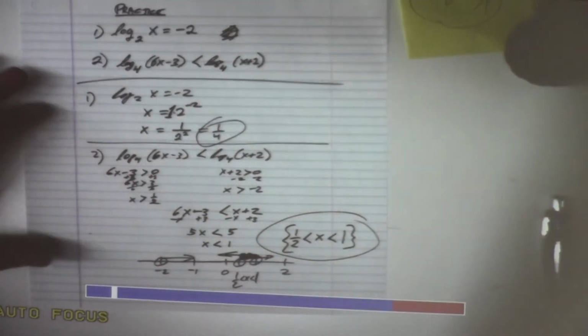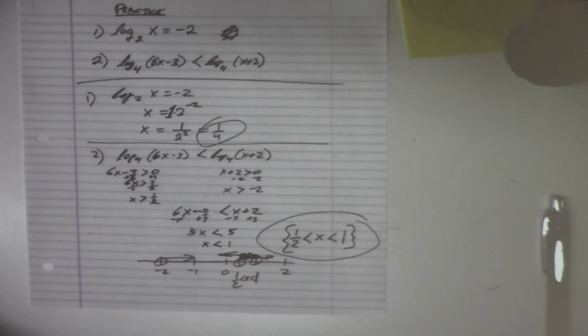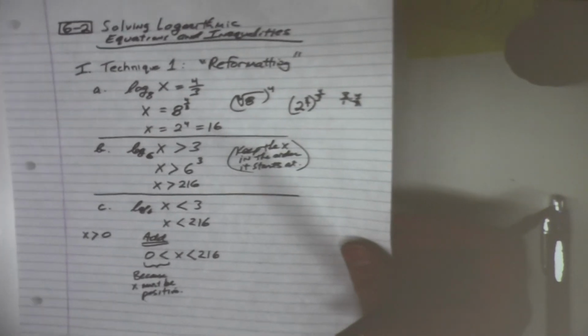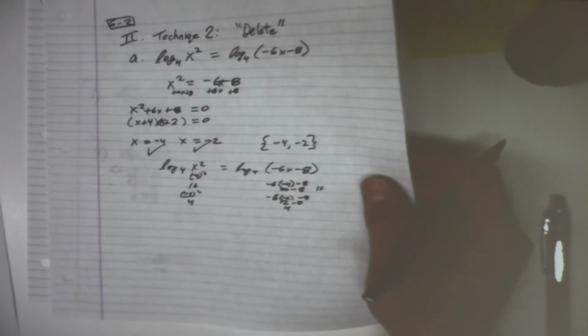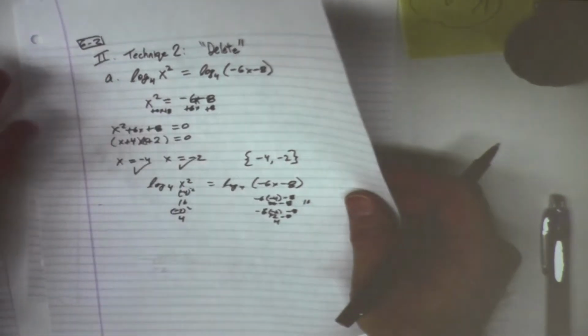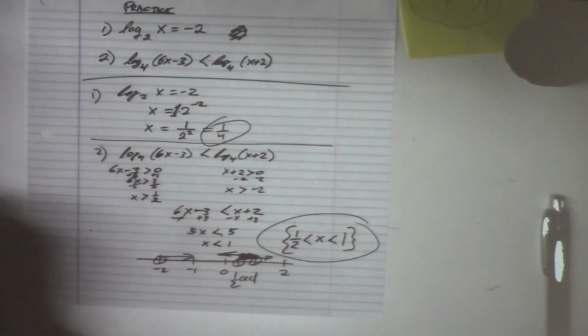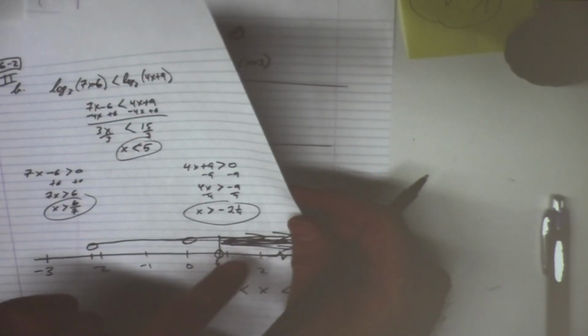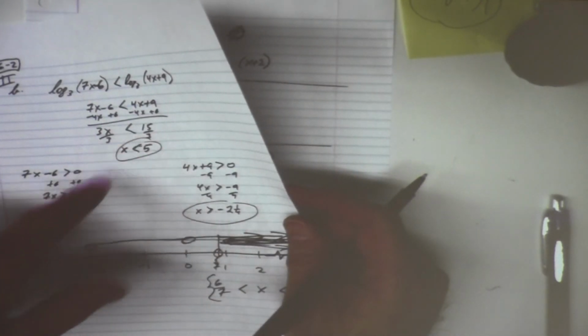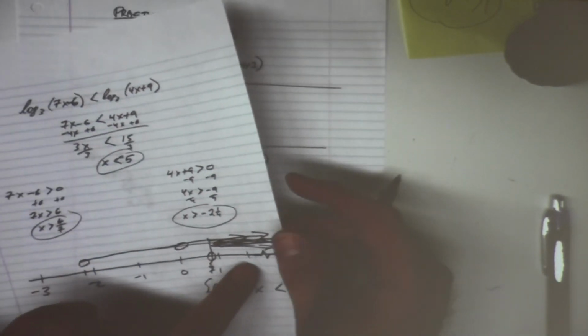And those are the main things I wanted to focus on here for section 6.2. So let's take a look again at the reformatting idea, and then the deleting idea, how to delete the logs. That's really simple, really easy to do. You just have to remember to do it, and you have to remember that if it's an inequality, you have to check the regions and actually pay attention to what the greater than and less than signs tell you, and base your solution on that. If you do that, you're going to do quite well with these kinds of problems.